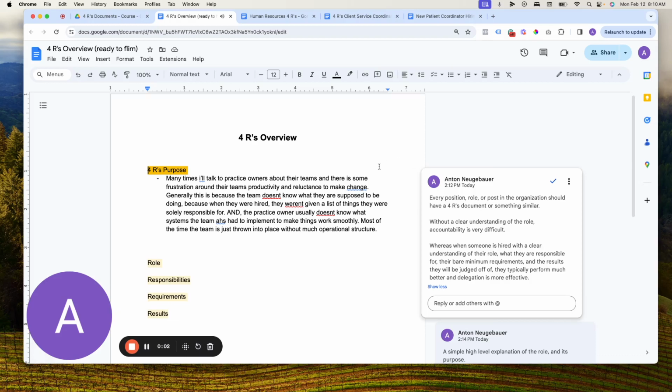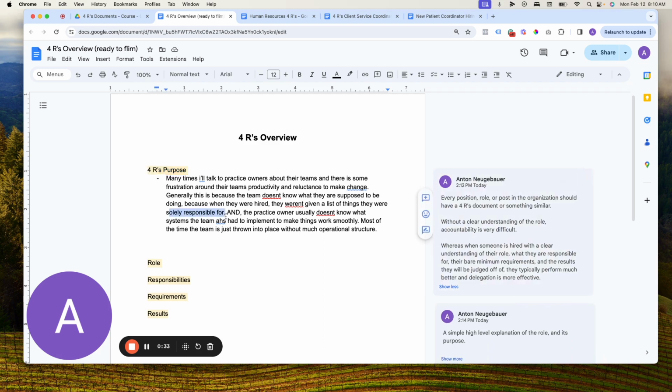In this training, we're going to go over the 4Rs document and the structure, its importance, how it can be implemented in your business, and why most people fail because they don't have it. Many times I'll talk to practice owners about their teams, and there's some frustration around their team's productivity and reluctance to make change. Generally, this is when we want to implement a new system, and this is because the team doesn't know what they are supposed to be doing, because when they were hired, they weren't given a list of things they were solely responsible for.